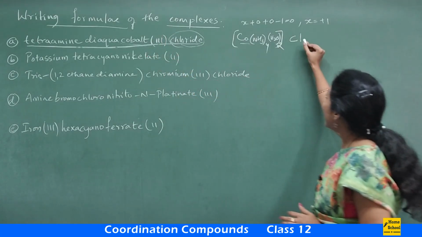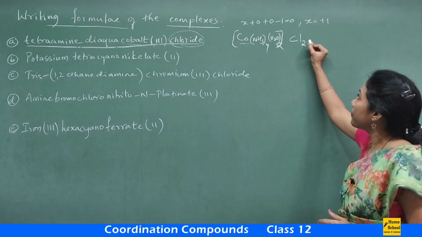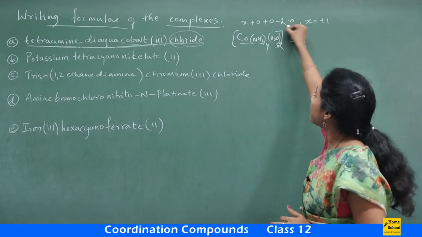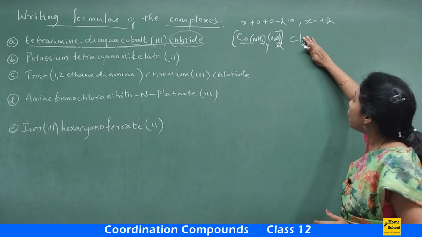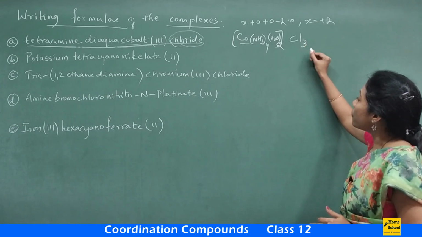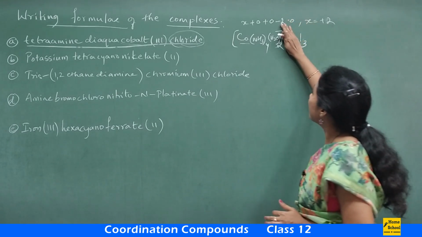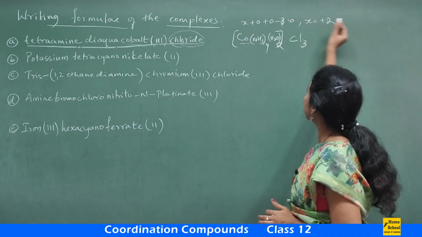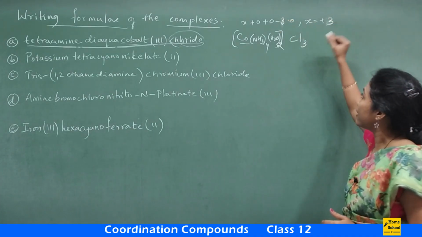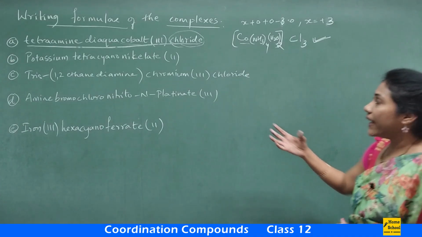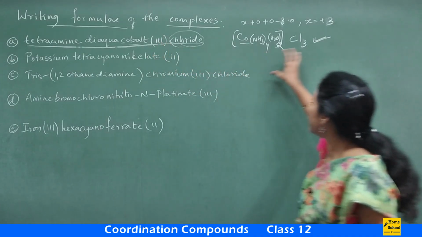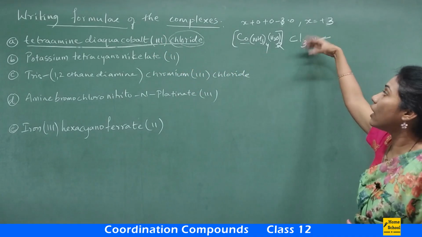So if I put 2 Cl, what do I get? X - 2 is equal to 0, X is equal to +2. Now also it is not correct. So I will put the number 3. When I put 3 chlorine atoms, I will get -3, so X is equal to +3. So now this is a correct formula. This is how, according to the oxidation state, you should go on adjusting the counter ions.